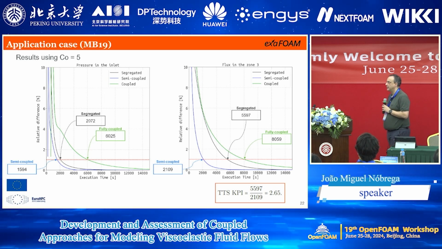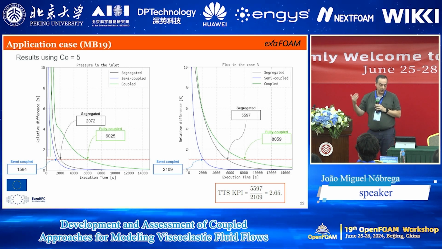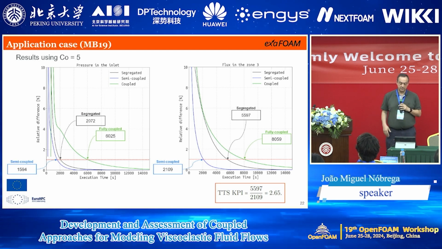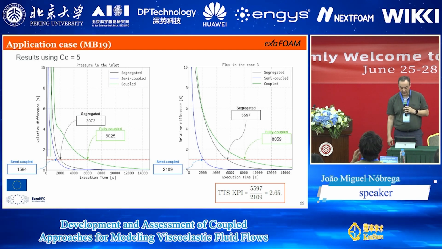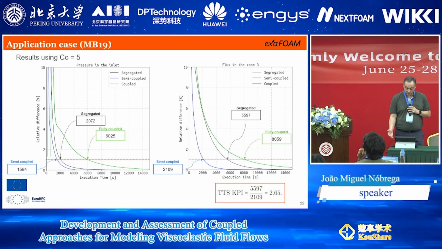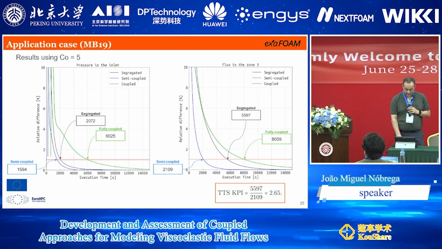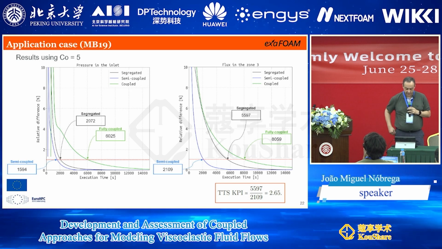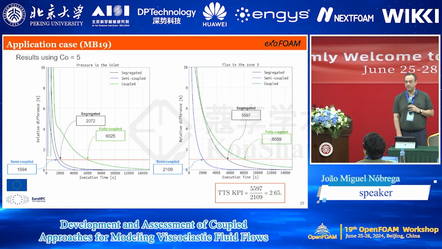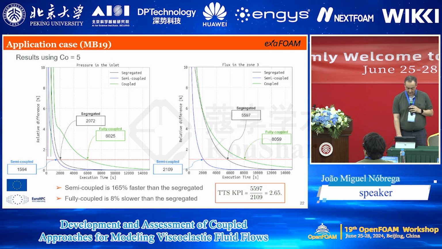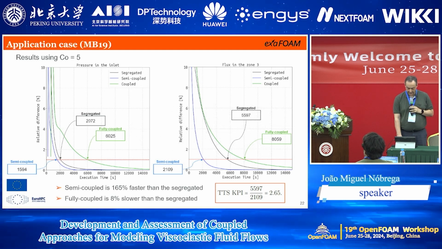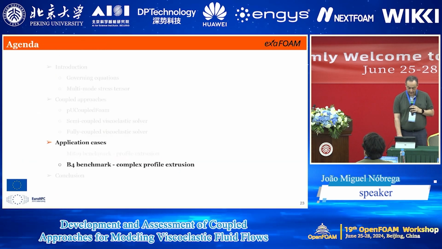So it means that the effort required to solve the problem, due to the larger matrices we have, didn't allow us to reduce the calculation time. Anyway, in this case, using the semi-coupled approach, it was possible to obtain a speed up of 2.65. Okay, but the fully coupled was 8% slower than the segregated one.